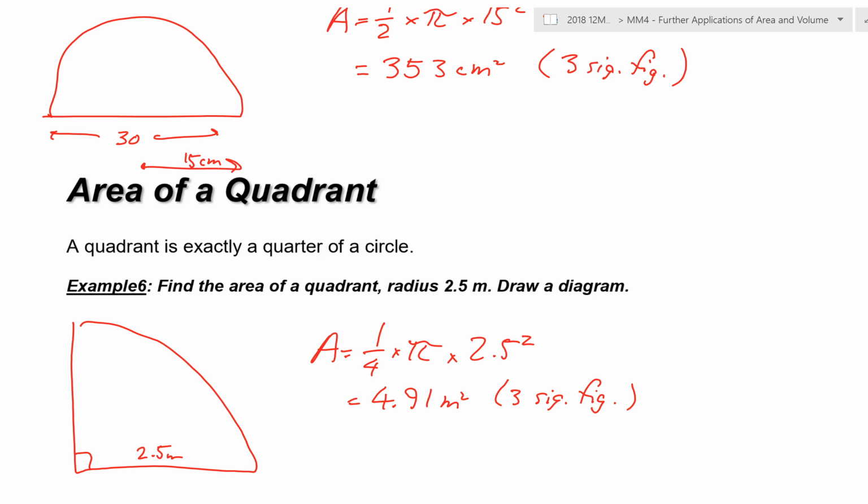That's the end of this exercise. So this is parts of a circle. We have looked at circles, pi r squared, semicircles, half pi r squared, quadrants, quarter pi r squared, sectors, theta over 360 times pi r squared, and an annulus, which is pi times the big radius squared minus the small radius squared. Okay, wonderful.